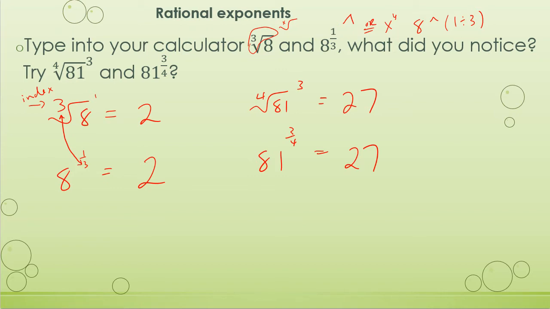Again, if we look at our pattern, where do we see the 4? We see the 4 on the bottom of the fraction. Where do we see the 3? Well, the 3 was our exponent. It was the numerator. So those are just some patterns to pick up on. And we'll officially write some things down in a little bit.